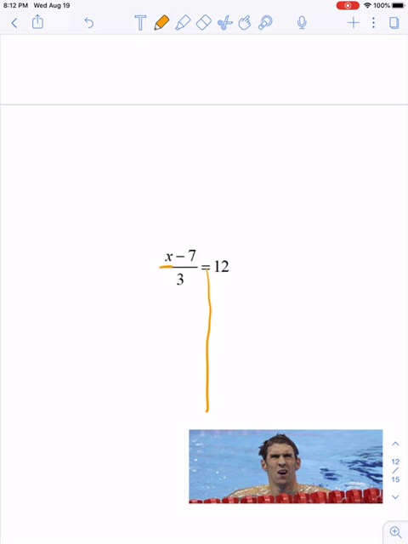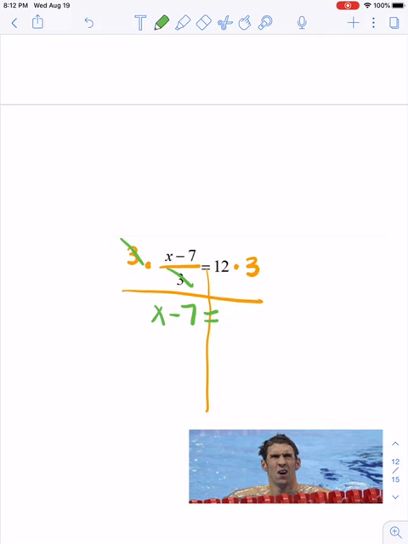So I see that I'm dividing by 3, so I'm going to go ahead and multiply by 3 to both sides. Because if I multiply by 3 and I'm dividing by 3 on the same side, guess what? Those cancel out. So I'm just left with x minus 7. Again, they cancel out because 3 divided by 3 is just 1. So it just goes away.